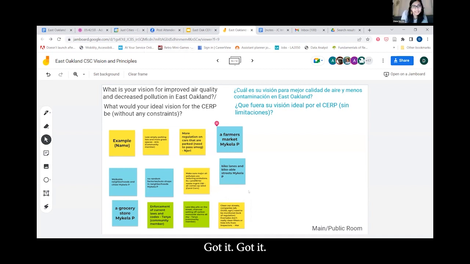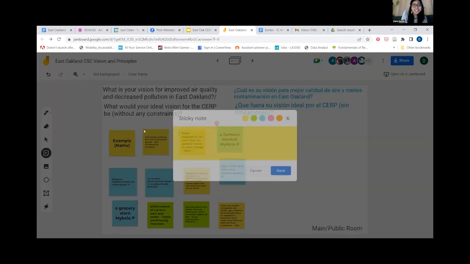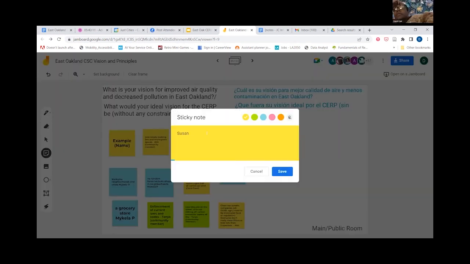Got it, got it. And then I see two more hands up. I see Susan's and Carol's. So Susan, unmute. Oh, you're muted, Susan. Okay. I agree with Carol that we need more businesses to pollute our air less, and everything.